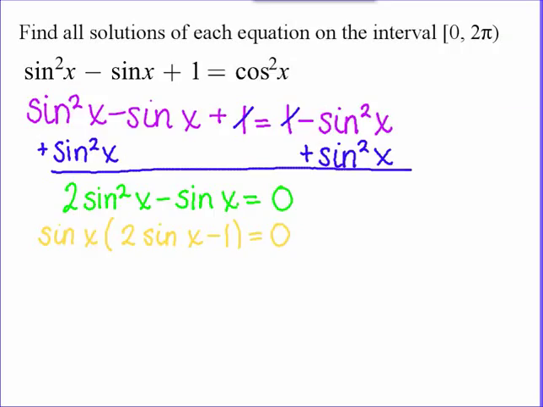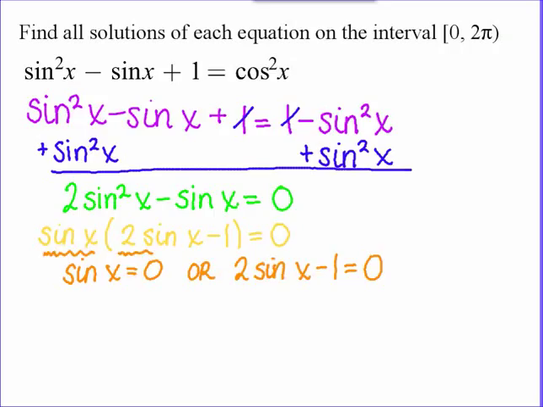Now what is my next step? Those of you that were here yesterday? Sine x equals 0, or 2 sine x minus 1 equals 0. Basically, we've applied the zero product property, which states that either one factor equals 0 or the other equals 0. Final step: you've got your pink chart, so go ahead and look at it.